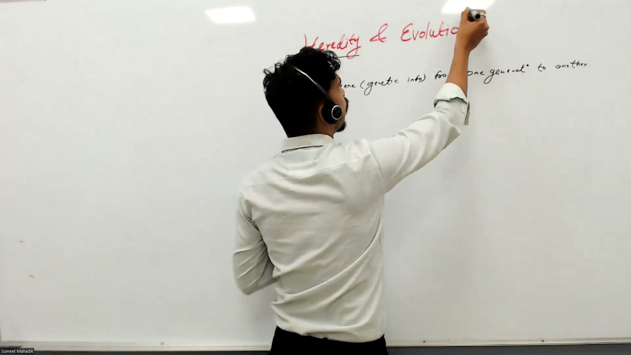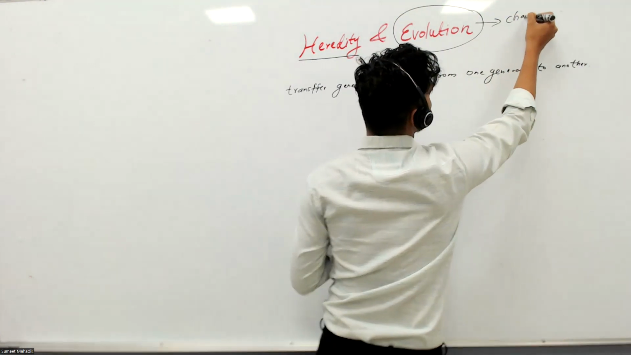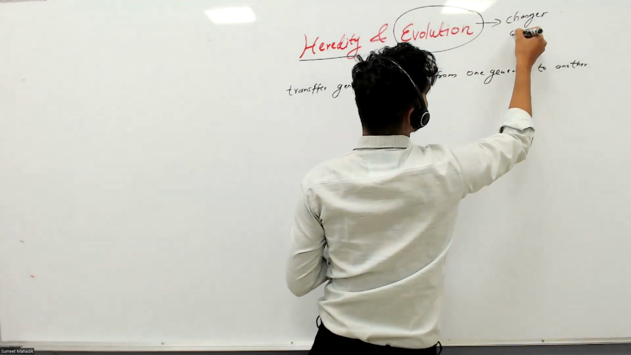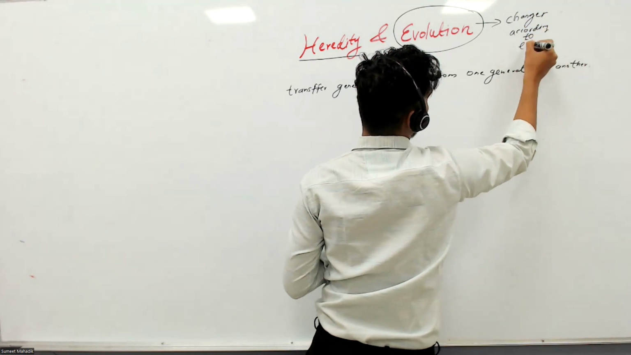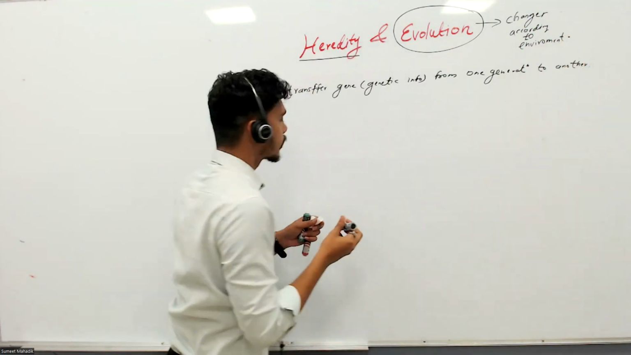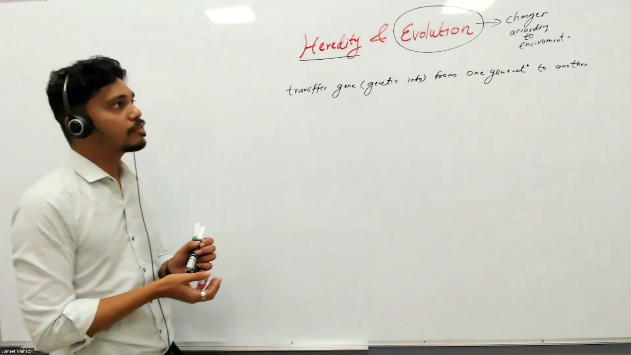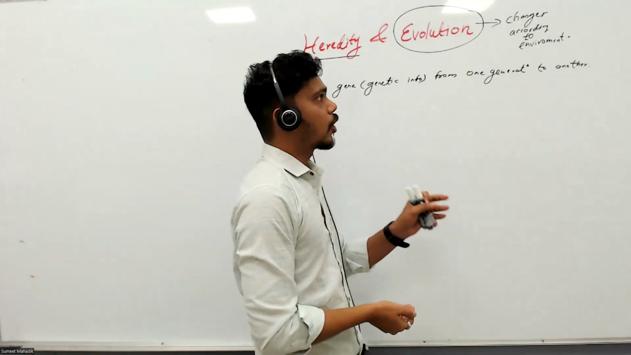And when you talk about evolution, it is nothing but the changes according to the environment. So be specific towards these things. Heredity is the transfer of genes from one generation to another, and evolution is changes according to the environment.